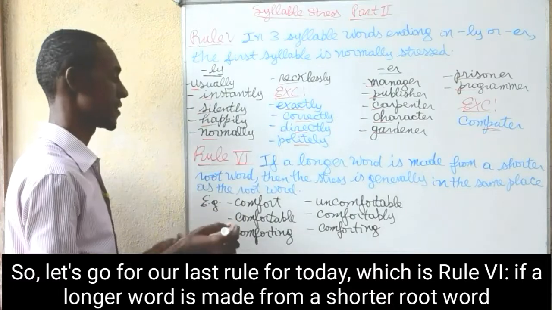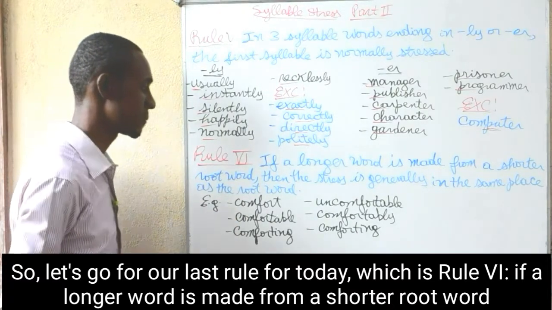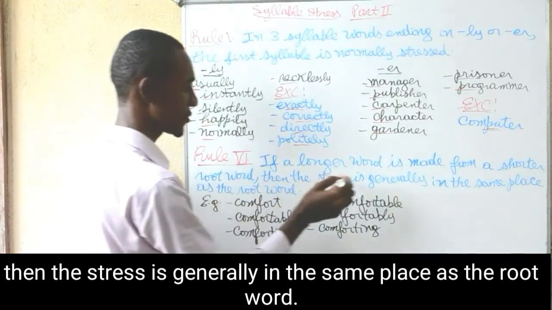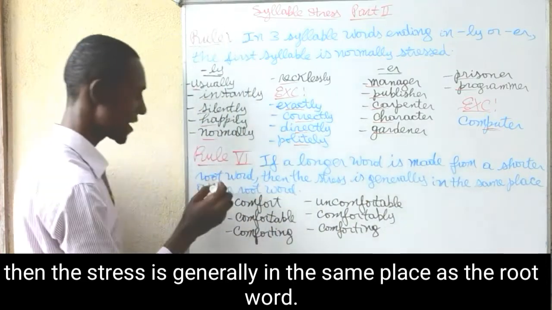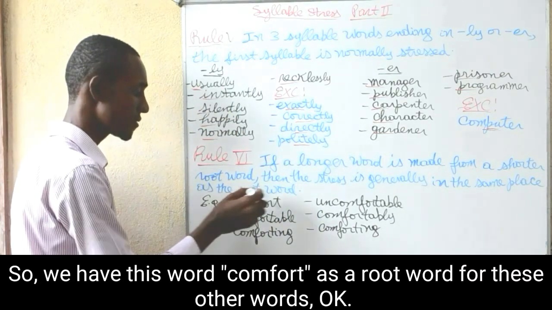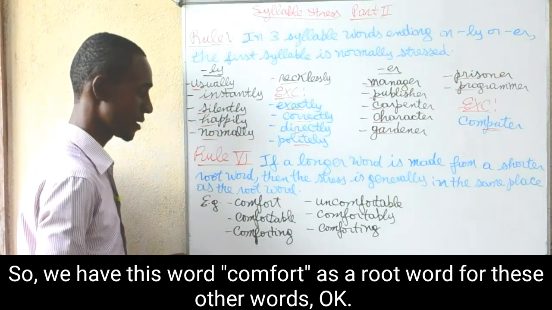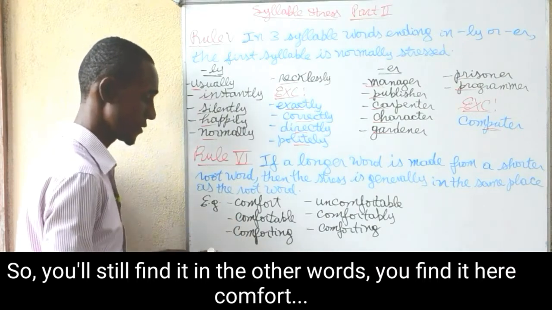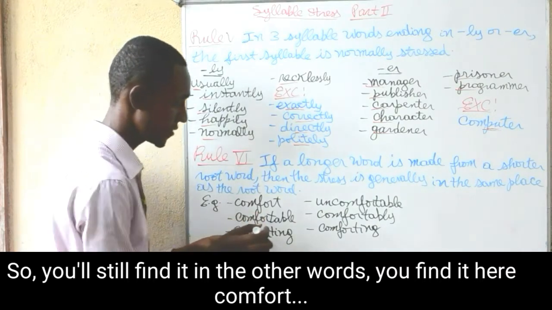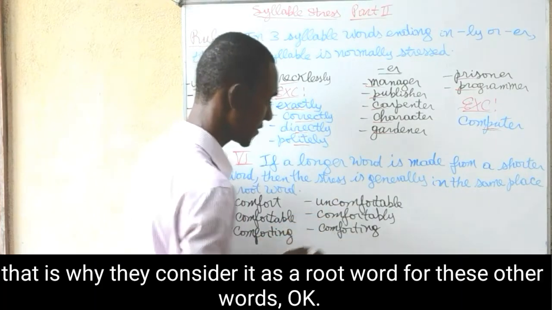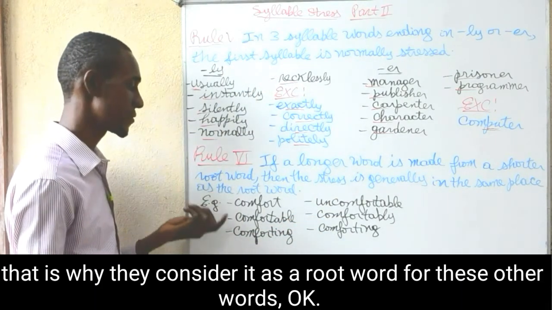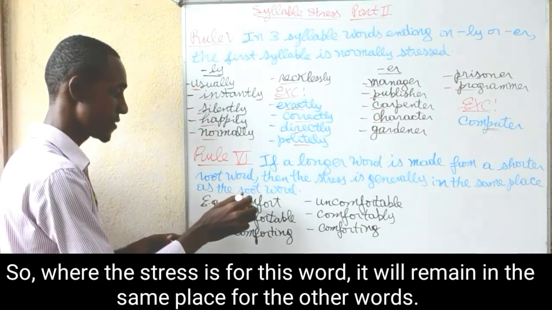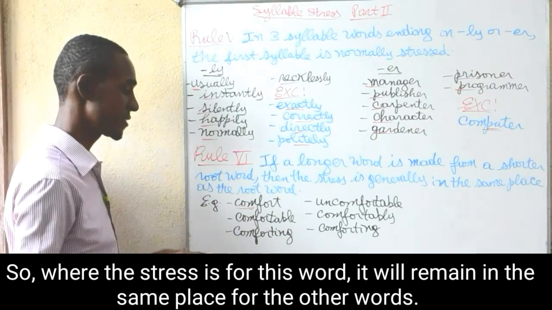So let's go for our last rule for today, which is rule number 6. If a longer word is made from a shorter root word, then the stress is generally in the same place as the root word. Okay, so we have this word comfort as a root word for these other words. So you'll still find it in the other words. That is why they consider it as a root word for these other words. So where the stress is for this word, it will remain in the same place for the other words.